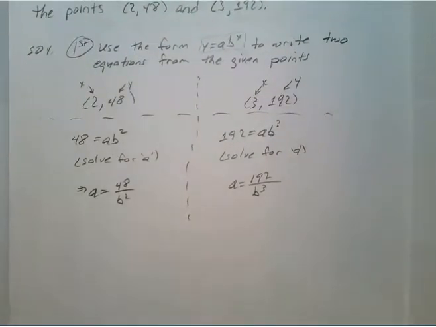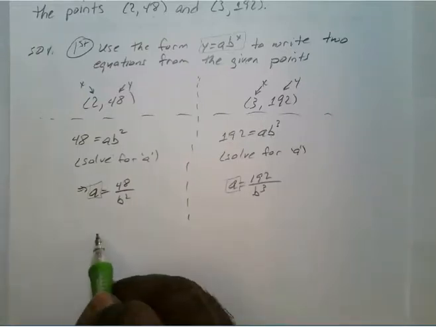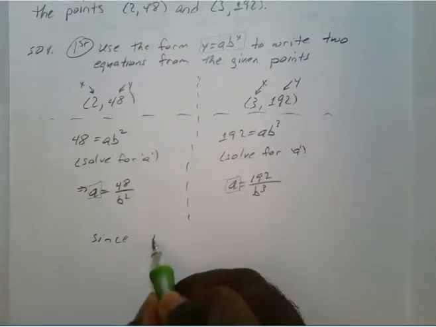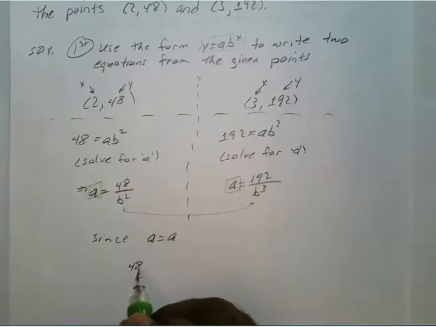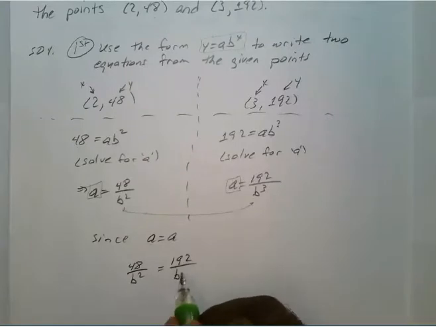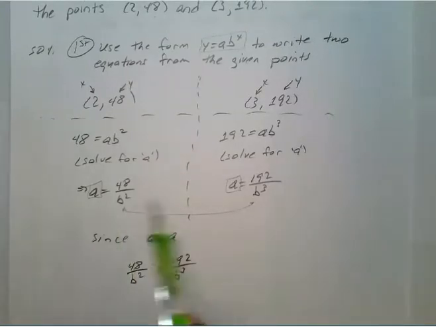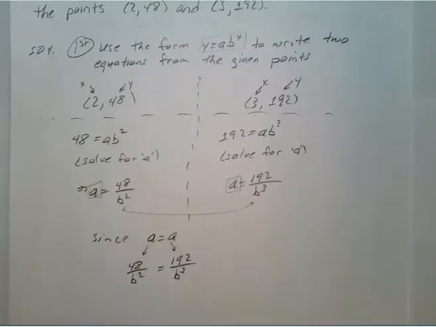Okay. Well, we have an a over here, and we have an a over here. Since a is equal to a, it would be like if you had 3 equals 3, 7 equals 7, 12 equals 12, a will equal a. That means this will equal this. So 48 over b squared will equal 192 over b to the third. Since both of those are equal to a, we just replace this one and this one.